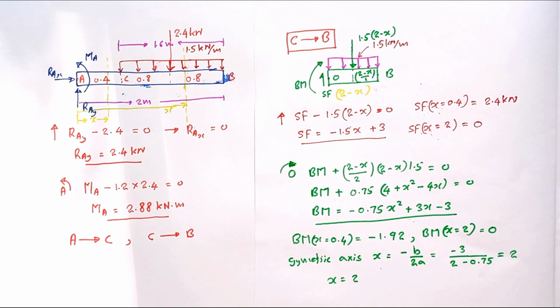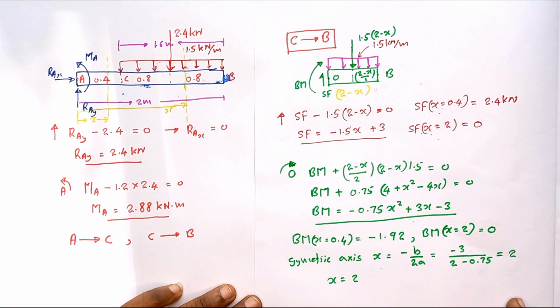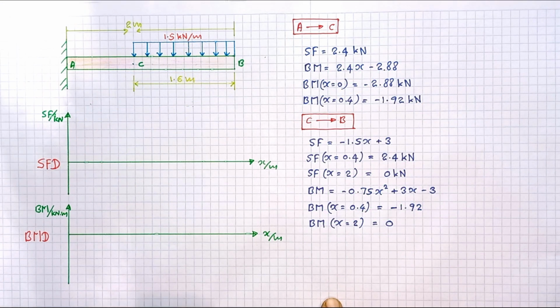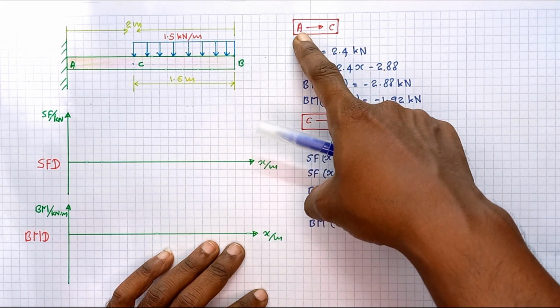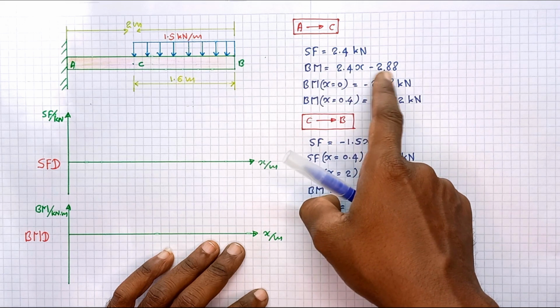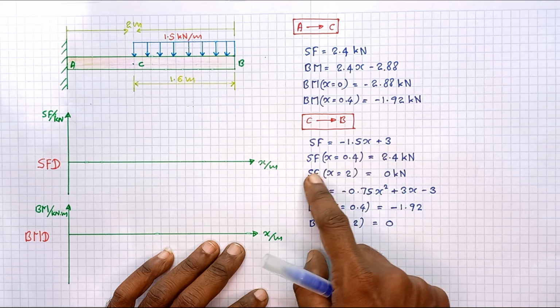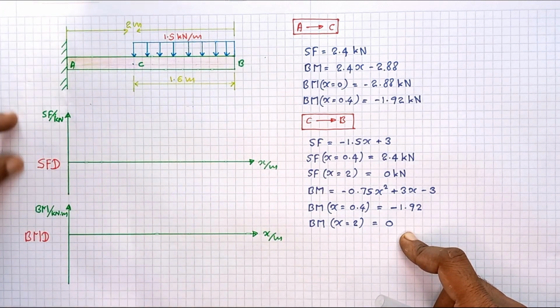Now we have the full set of equations for the A to C region and the C to B region. Then we are going to draw the shear force and bending moment diagram. Here you can see all the equations we obtained, which I have listed here. The shear force in the A to C region, this is how the shear force varies, and the bending moment, this is how the bending moment varies. In the C to B region, this is how the shear force varies, and this is how the bending moment varies. So now we are ready to draw the shear force and bending moment diagram.